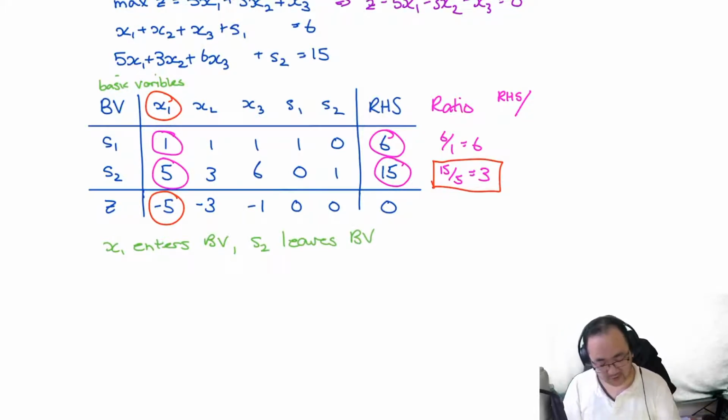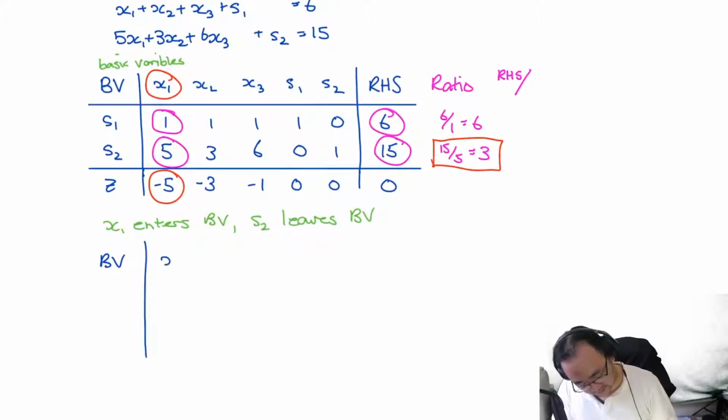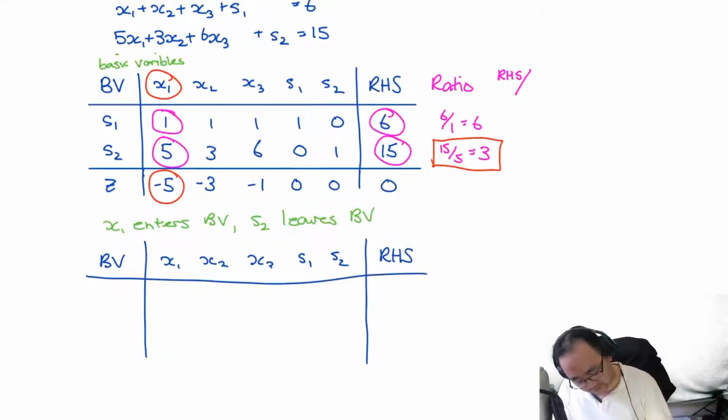Now, I'm just trying to figure out how I'm going to replicate this, so I'm just going to rewrite the table again. Okay, so we got the basic variables, and then we got x1, x2, x3, s1, s2. So what we need to do now, and I think that is step 4, because I've kind of glossed over the other steps, is that we want to pivot the tableau.